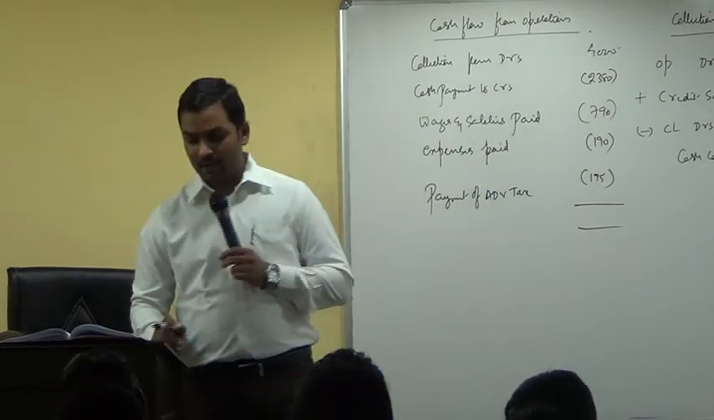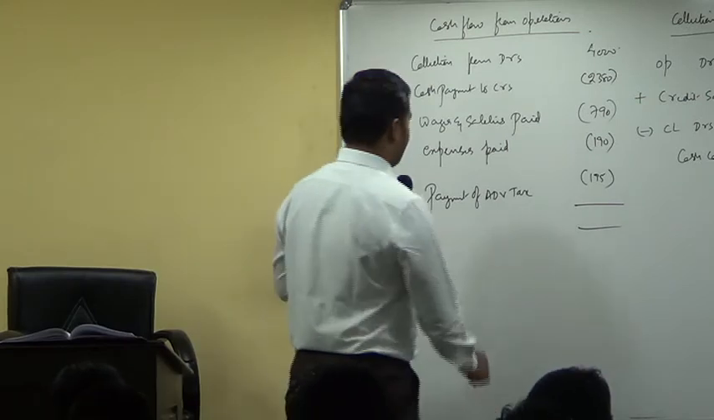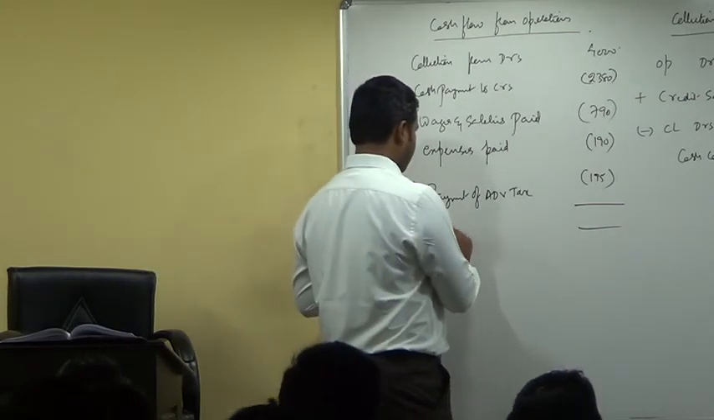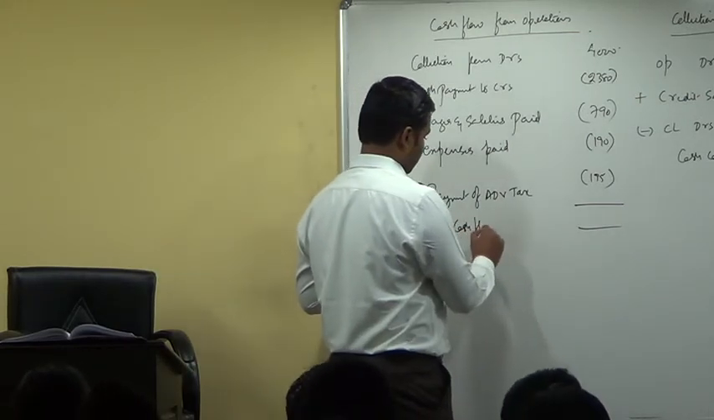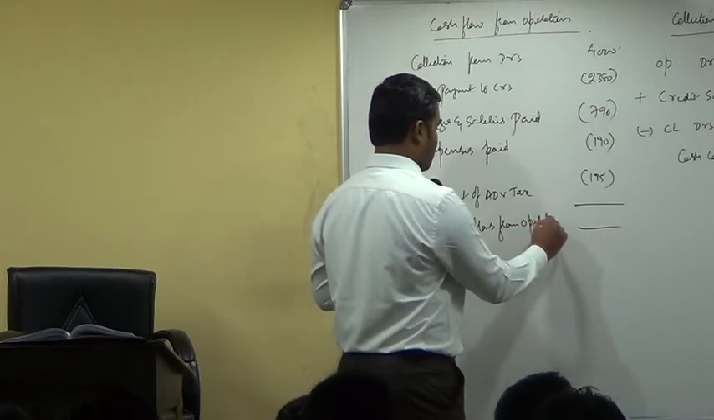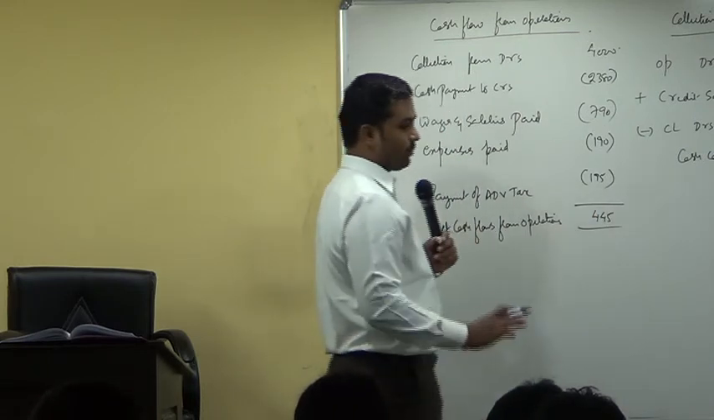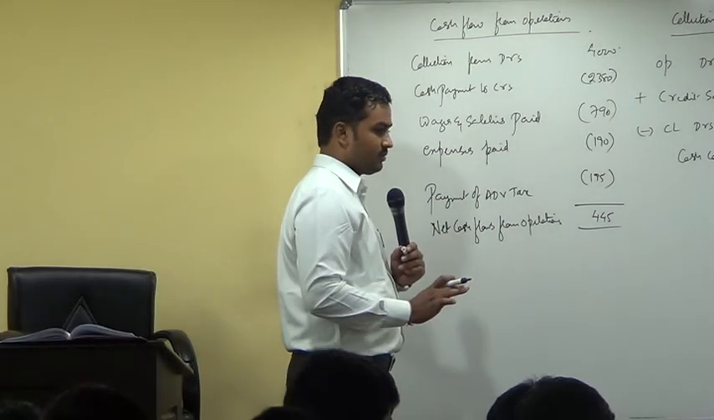Do you have any other cash flow relating to operations? No. Please tell me the net cash flows from operations. Net cash flows from operations: 445. Leave it open. Leave it open.